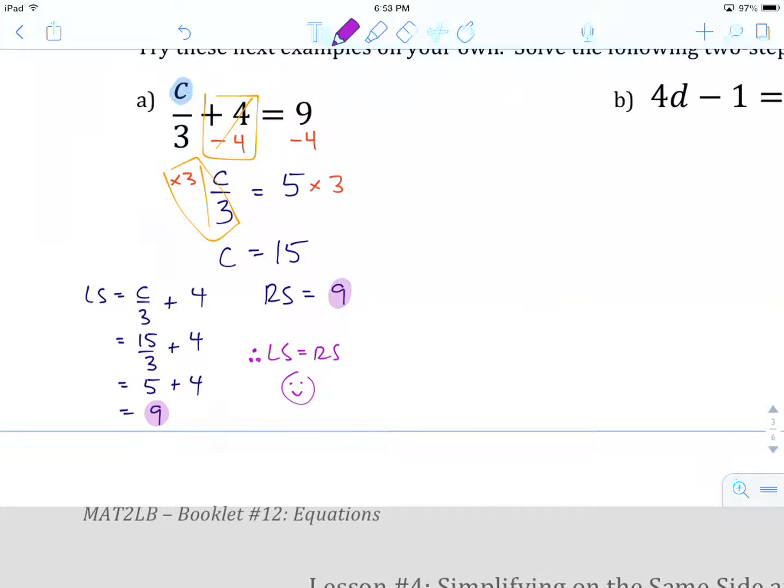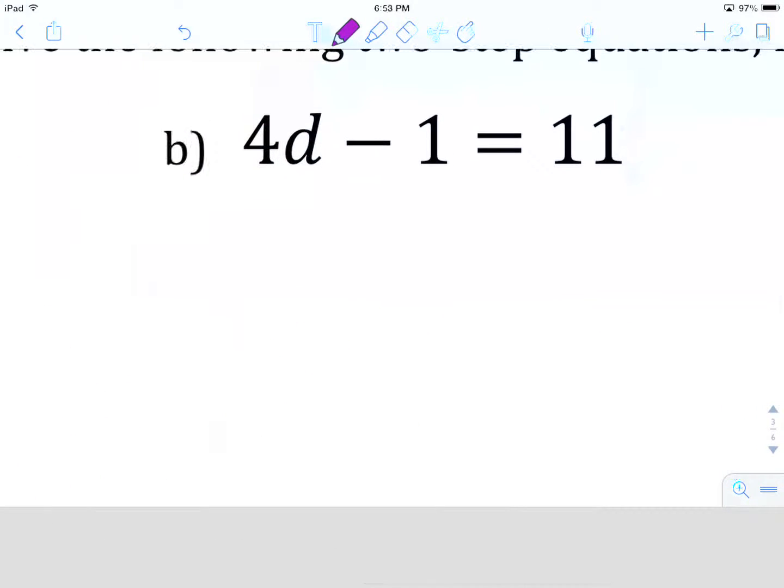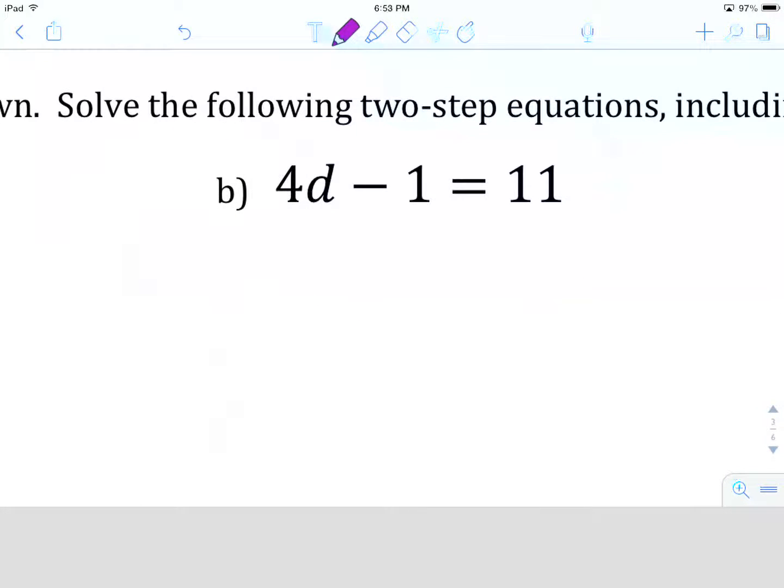So what I'd like you to do is hit pause here in the video, and I'd like you to give B a try on your own. Find a value for D that makes the left side equal to the right side of our equation. So hit pause. When you've got an answer, including your check, come on back and we'll see how you did.